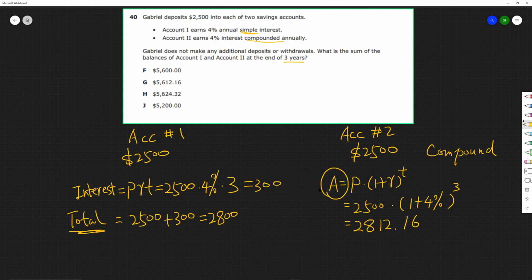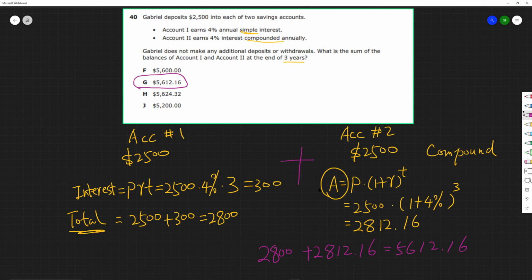Now the question: what is the sum of the balances of account 1 and account 2? So we need the sum of both of them. So it's going to be 2,800 plus $2,812.16. It's going to be $5,612.16, and that equals answer G.